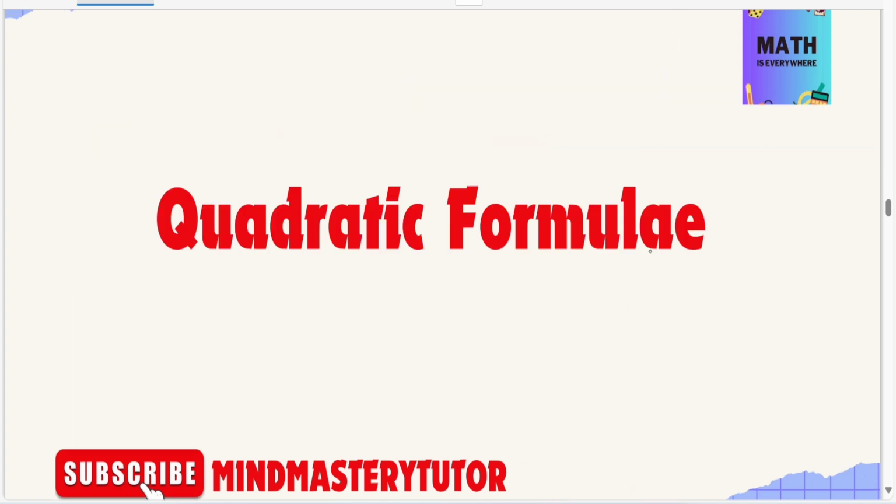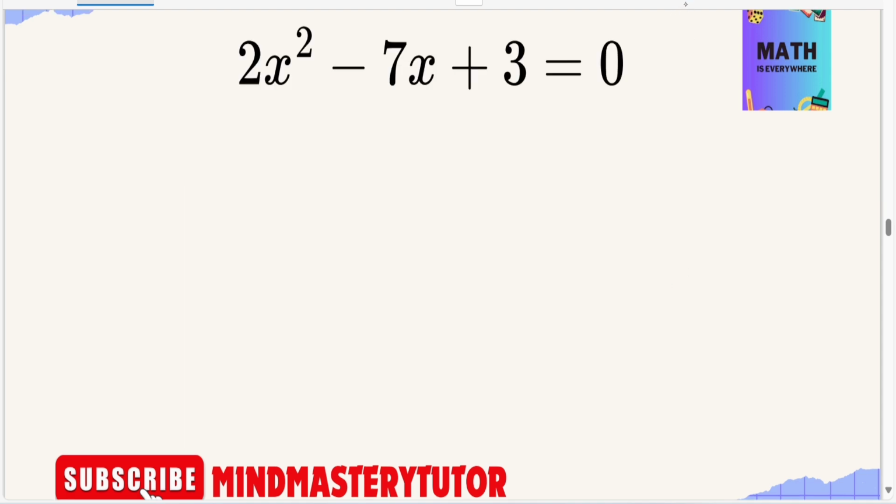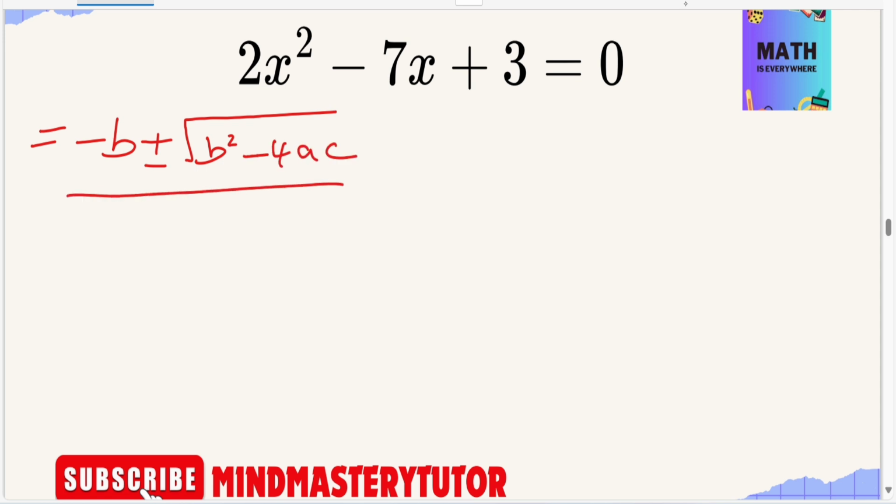Okay, tutafanya quadratic formula sahihi. Okay. Right. So solve this equation using quadratic formula. So remember our quadratic formula is given by this formula, -b plus or minus root of b squared minus 4ac over 2a. So this is the general formula.